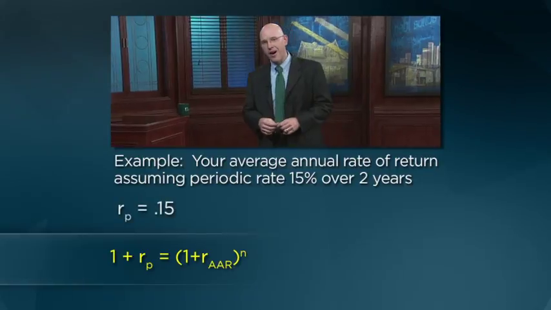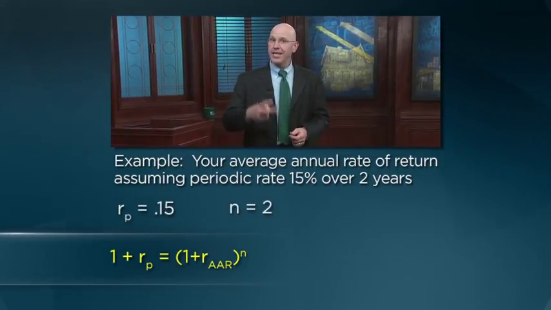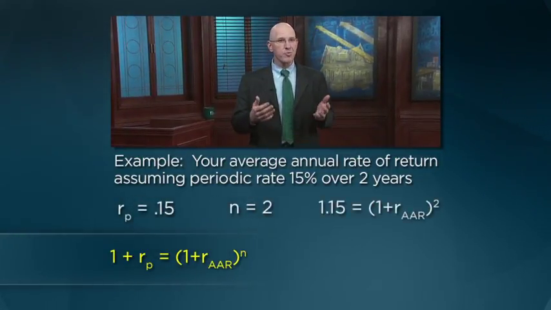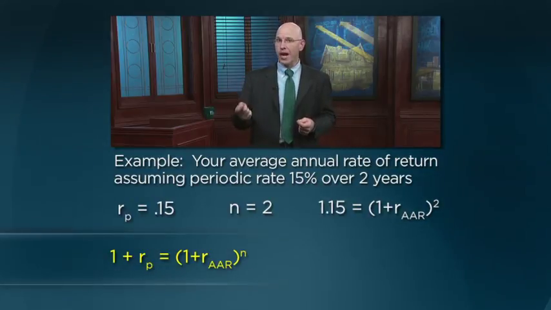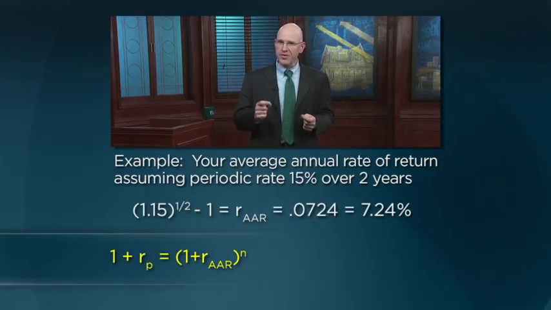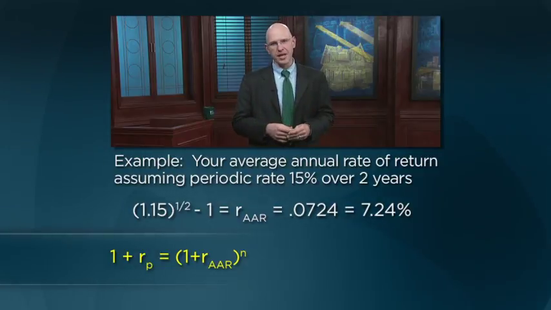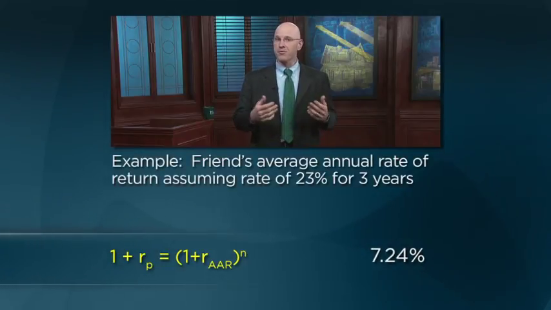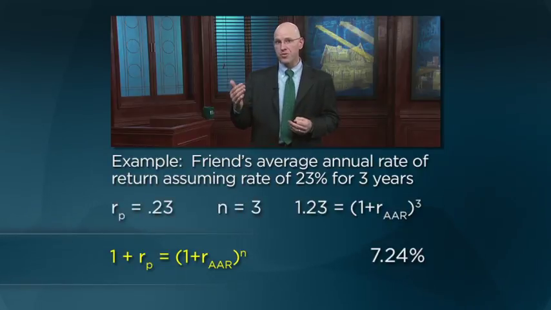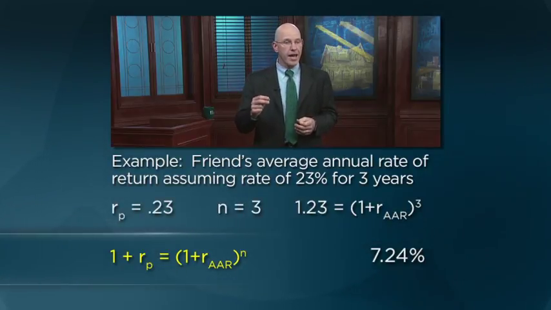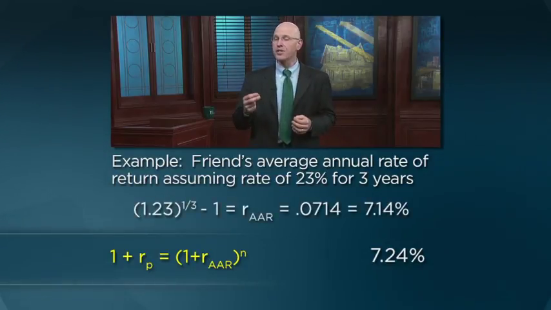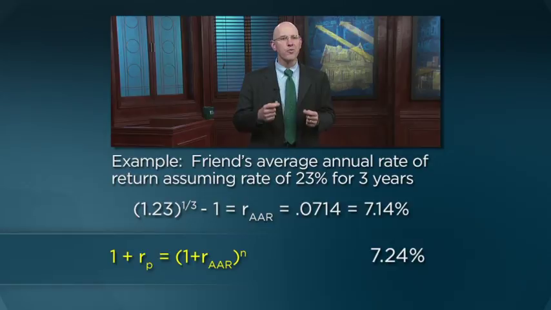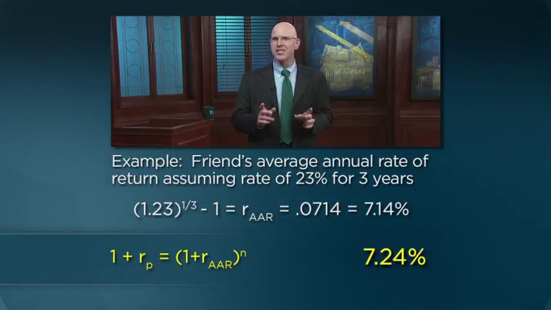For your investment, RP equals 15%, and n equals 2. So the equation is 1.15, that's 1 plus RP, equals 1 plus R sub AAR raised to the second power, which means that your average annual return is 0.0724, or 7.24%. For your friend, his equation is 1.23 equals 1 plus R sub AAR raised to the third, which means that his average annual rate of return is 0.0714, or 7.14%. So you did just a teeny bit better.